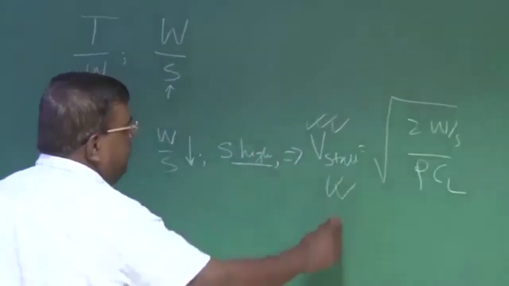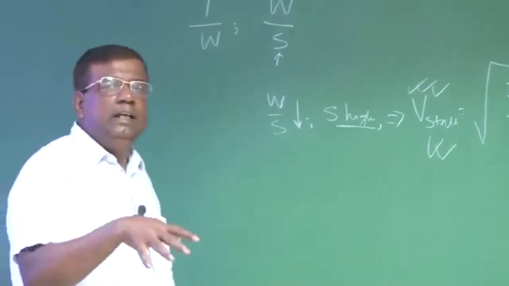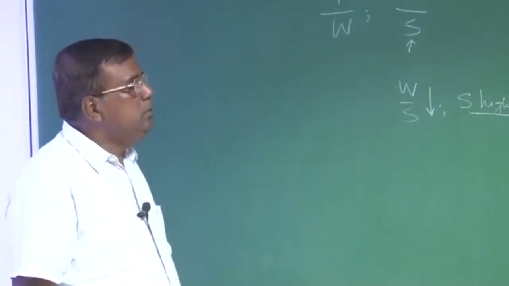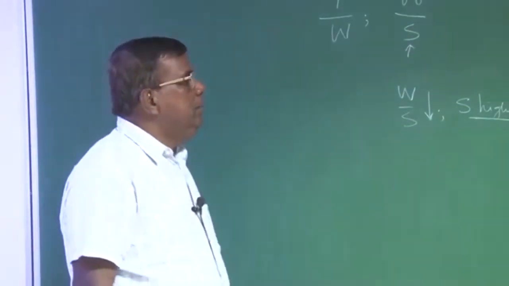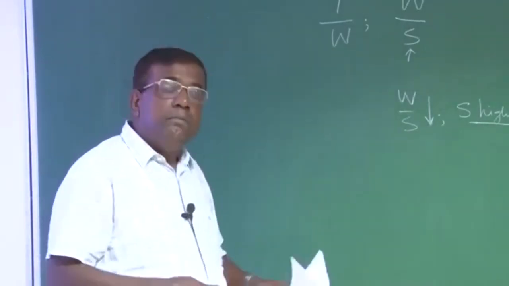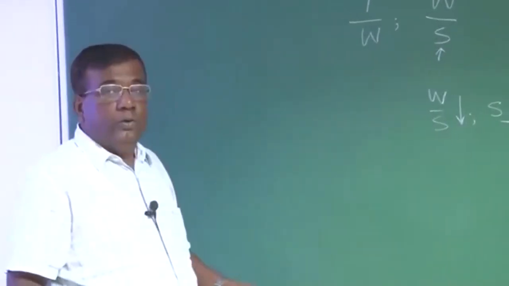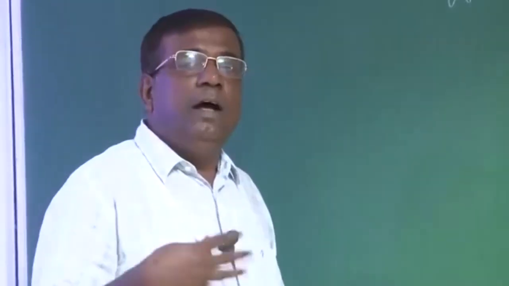We have advantage of V stall or any operational requirement which is based on V stall, for example, takeoff, landing, they also will get the advantage of V stall being low. We'll have lower takeoff speed, lower landing speed. But we know that because W by S is low, so S is high, so larger area, larger skin friction, so larger drag, and again to compensate that we need to have higher thrust.